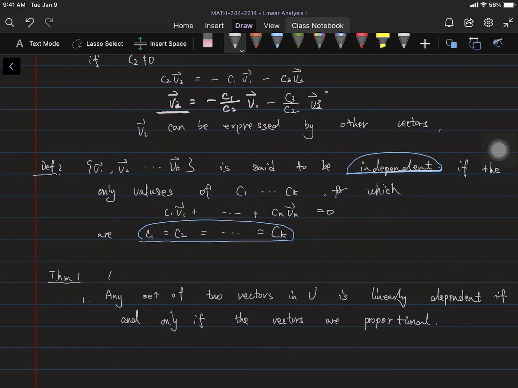And the second one: any set of vectors in V containing the 0 vector is dependent. So any set containing the 0 vector is, same thing, dependent.